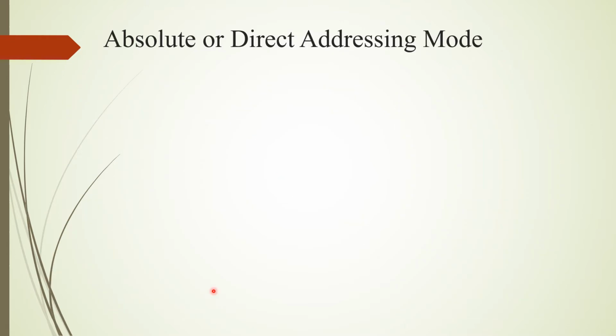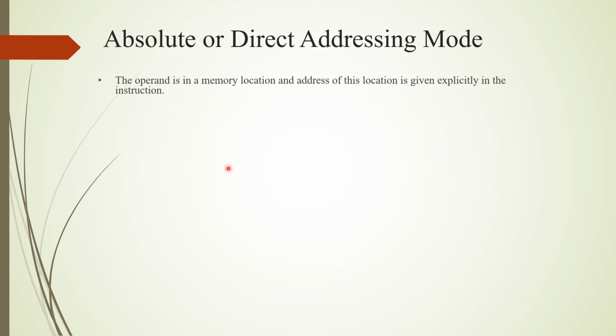Next, absolute or direct addressing mode. It is also called just direct addressing mode. Here, the operand is in the memory. The operand is in a memory location. Here, the operand means the data. The data will be in a memory location, and the address of that memory location has been specified in the instruction.